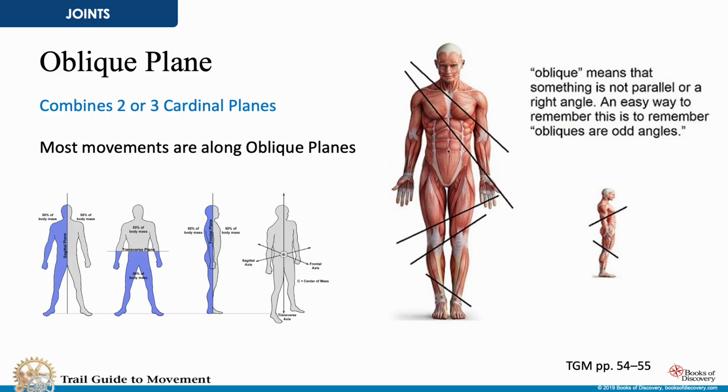And as far as the visual aid, you could think of slicing a baguette or a loaf of bread at a diagonal to make a fancy toast. That slanted cut is an oblique plane. So that would be a good visual when you're taking tests.